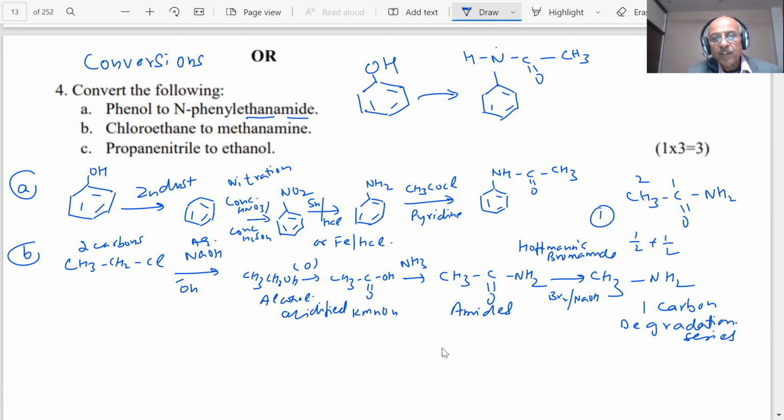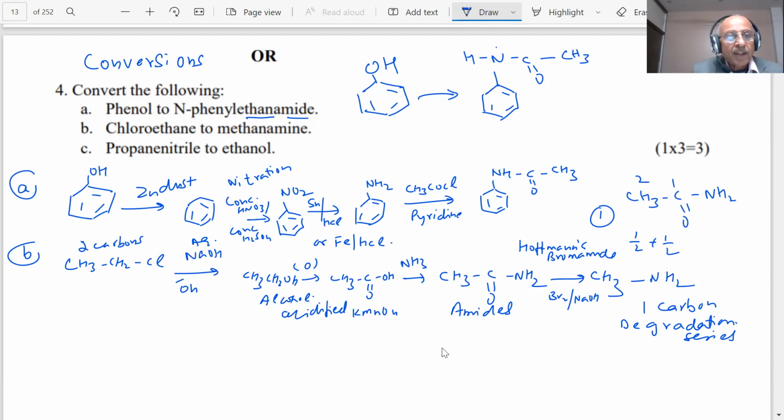Therefore, now we can see the steps which we have written. It involves a degradation. We have reduced the number of carbons by 1. Hofmann bromamide reaction is very important, and a lot of questions are based on this. So we have to reduce the number of carbons. We can use Hofmann's bromamide reaction.